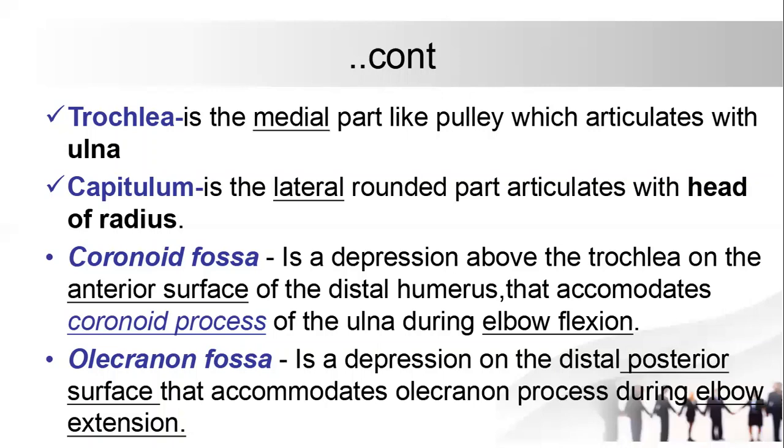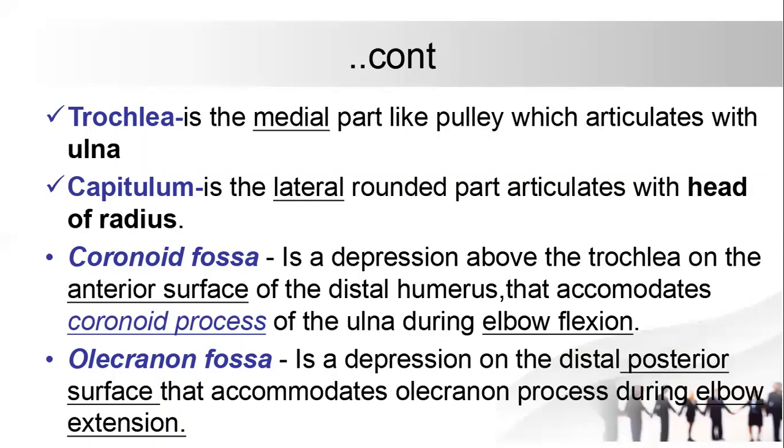So it's a depression. For this case, we expect that the other bone has something that projects from it. The projection will eventually get into this depression, and hence during elbow flexion, there's no destruction of other bone site tissues. So the coronoid fossa is just a depression that accommodates the coronoid process of the ulna.